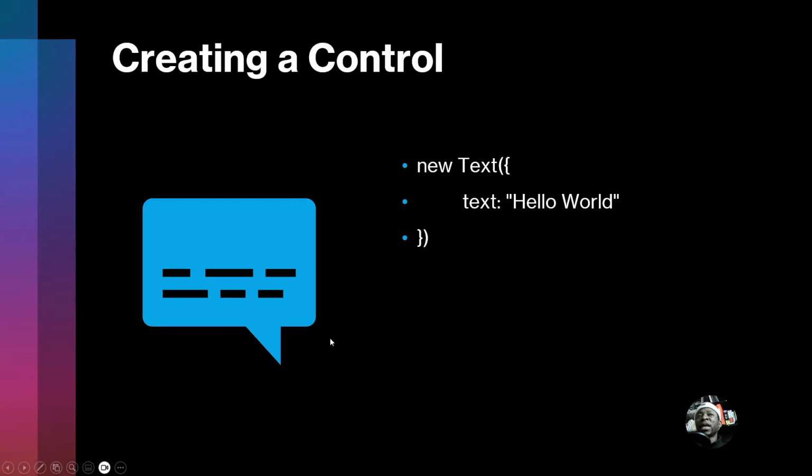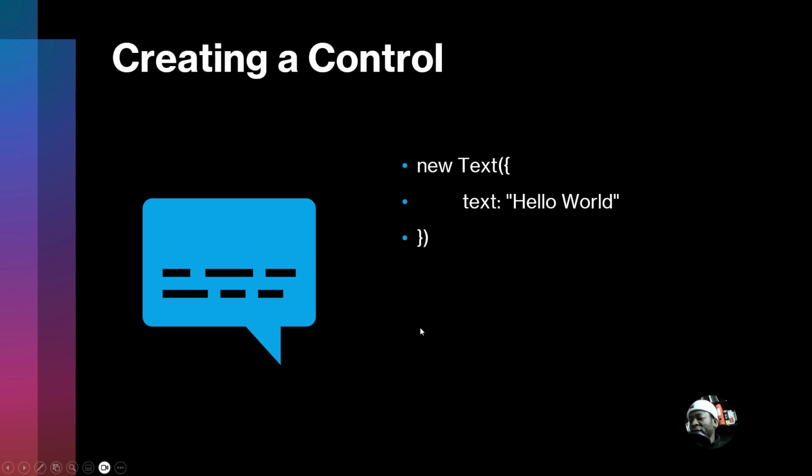Okay. Now, the next thing we're going to look at is how do we create this control? We want to create the Text control. So this is the syntax. What we need is we need to create a Text control using the keyword new Text, and then we pass a configuration object and set the property of that configuration object to the text of our choice. So in this case, hello world.